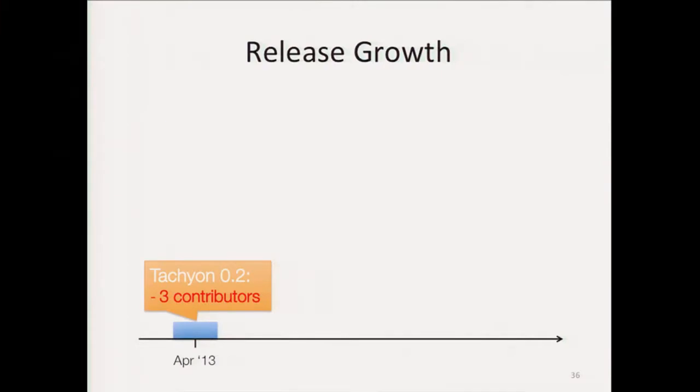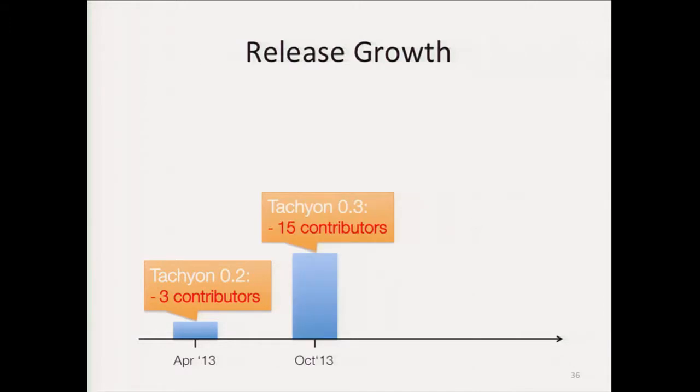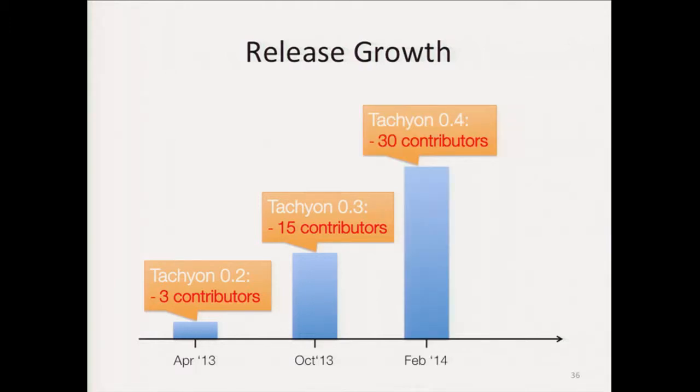Spark and MapReduce applications run on top of this without any code change. So as I said, now you develop new applications in Spark, but your legacy MapReduce code can still run in the same place. Let's show a little more detail about our release growth. Last year, in April, we had our 0.2 open source release with 3 contributors. Then we had 15 contributors later last year in 0.3. And in 0.4, we had 30 contributors.